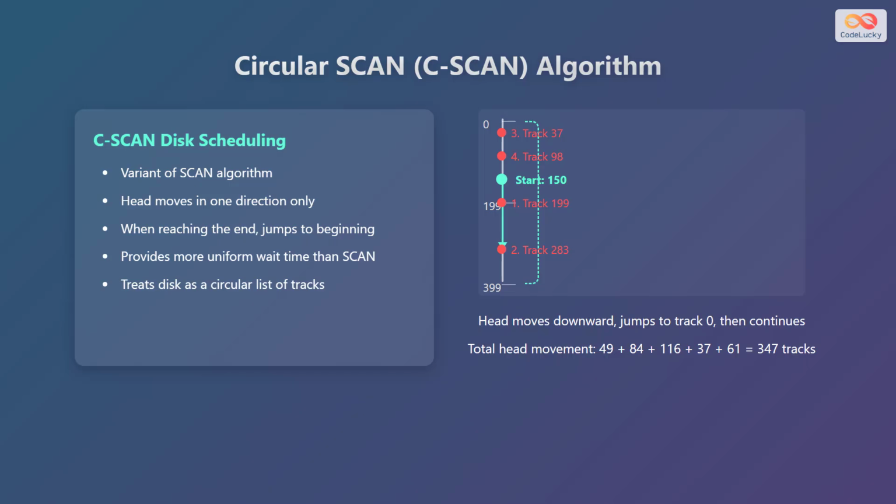Here's how we calculate total head movement. Moving from the starting position, the head moves 49 tracks to service track 199, then 84 tracks to service track 283, then 116 tracks to service track 399. Then it jumps to track 0. Then, it continues to service tracks 37 and 98 for the head movements of 37 and 61 tracks, respectively. Adding these values together, the total head movement is 347 tracks.